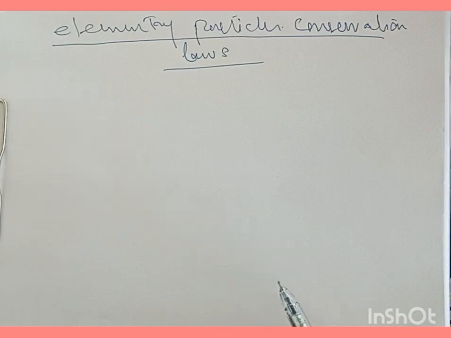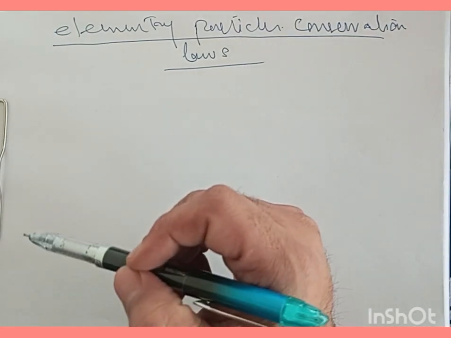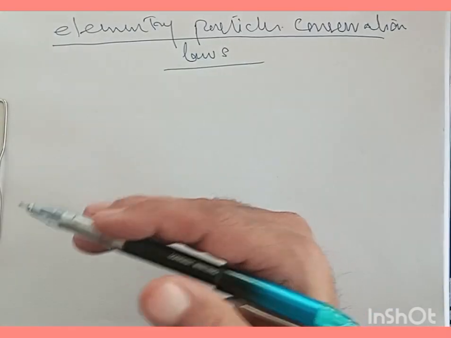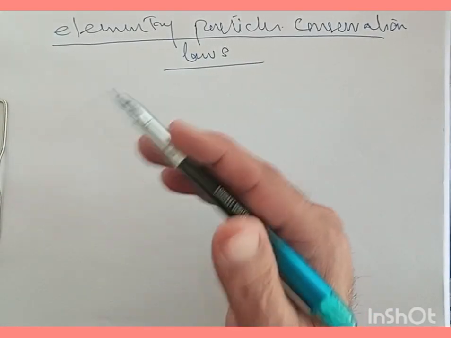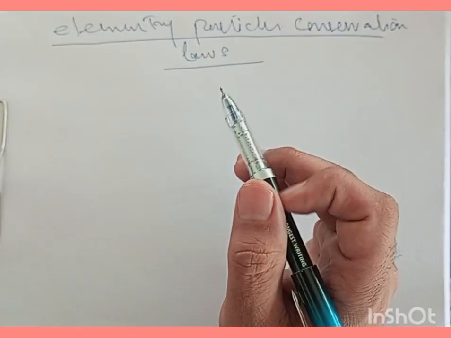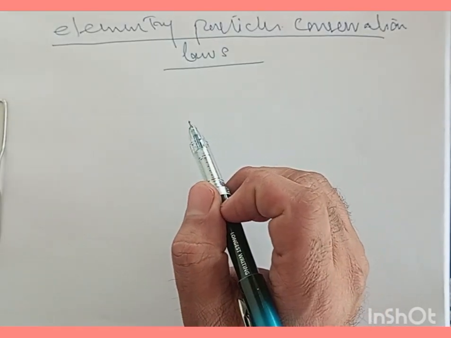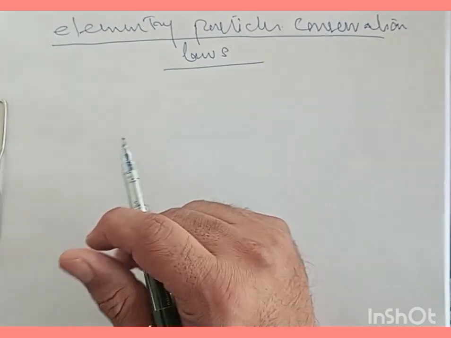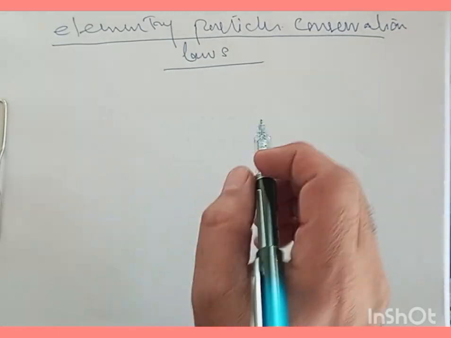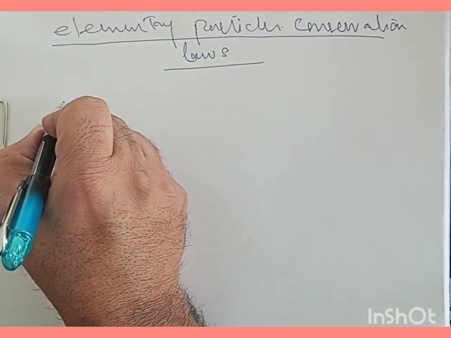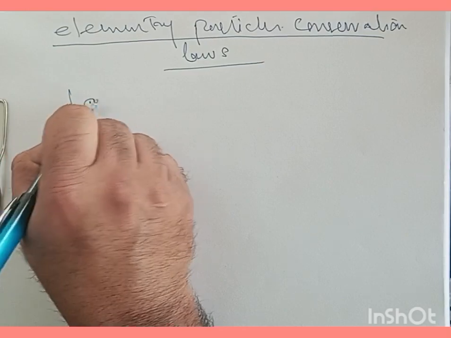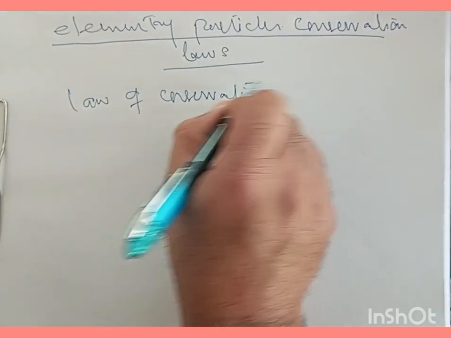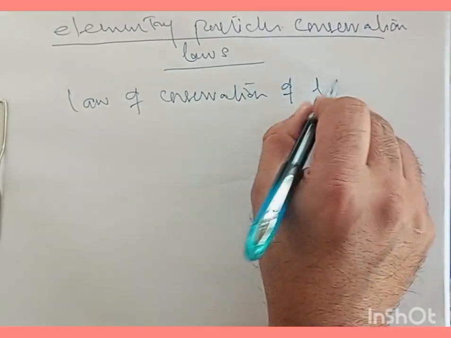In addition to these conservations, those conservation laws should hold for elementary particles. And in addition to these conservation laws, we have additional conservation laws. And what are they? They are, say, the law of conservation of lepton number.